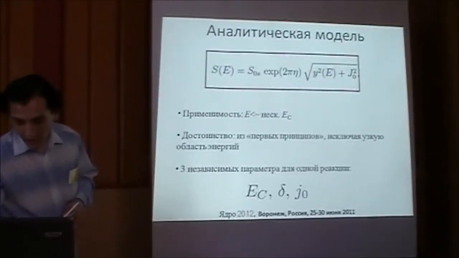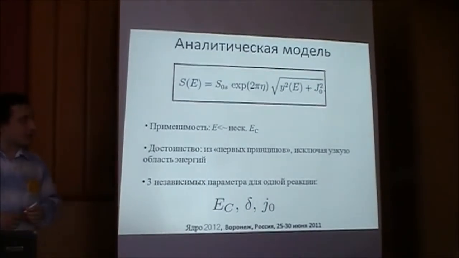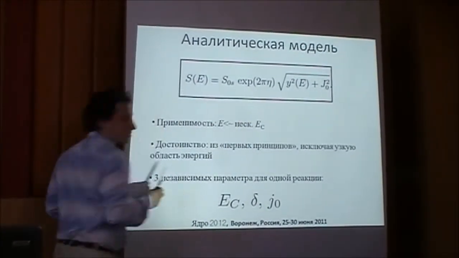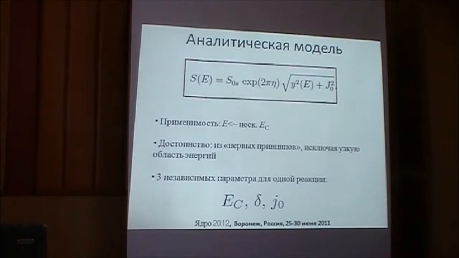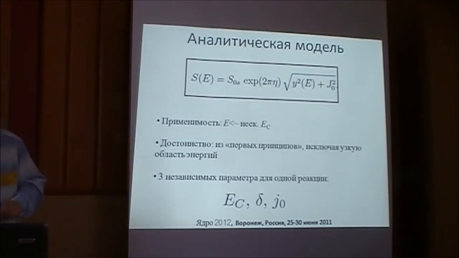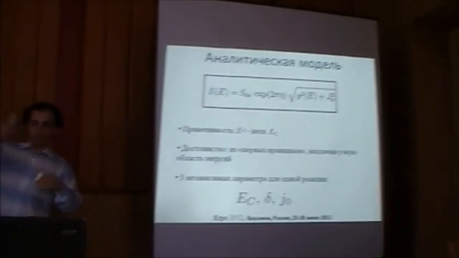To describe the high energy, we apply this equation, which is based on the inclusion of high multipolarity, where the barrier becomes the classical barrier, as the energy becomes higher than the classical barrier. As a result, we have just 3 parameters for each reaction.